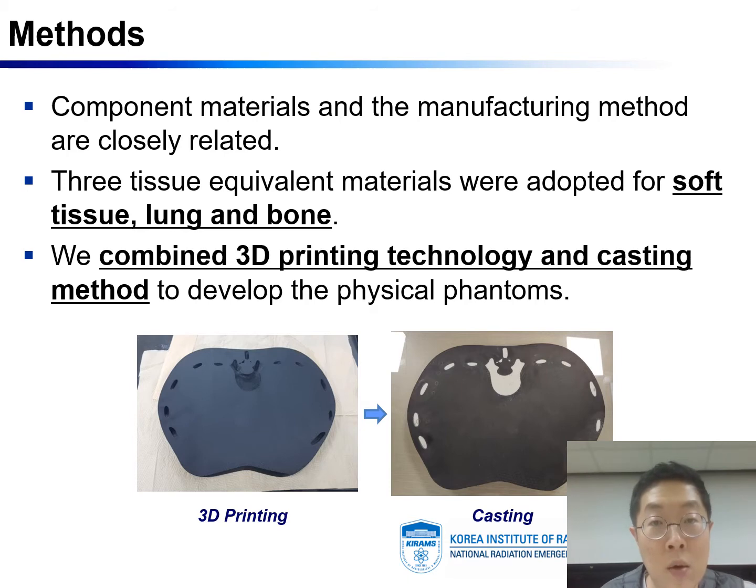For 3D printing technology, component materials and the manufacturing method are closely related. For dosimetric phantoms, practically three tissue equivalent materials are used, for soft tissue, lung, and bone respectively. We also adopted these three materials to compose our phantoms, and we combined 3D printing technology and the casting method to develop the physical phantoms. For soft tissue and lungs, 3D printing was used. But for bones, the casting method is used, and the 3D printing output was used as mold material.